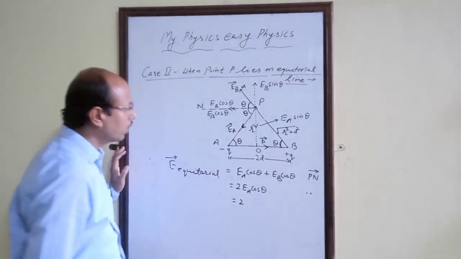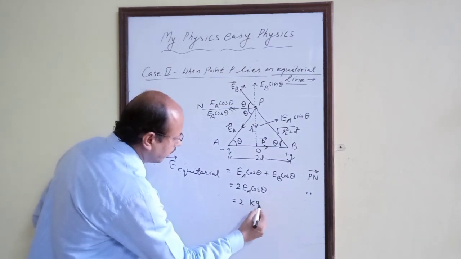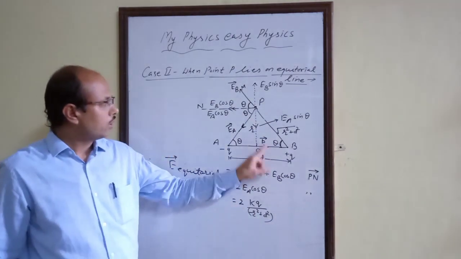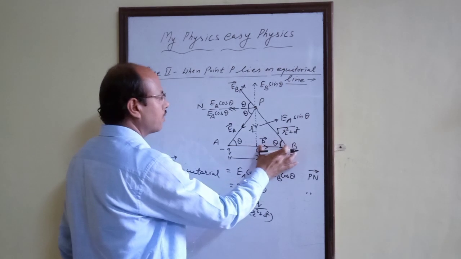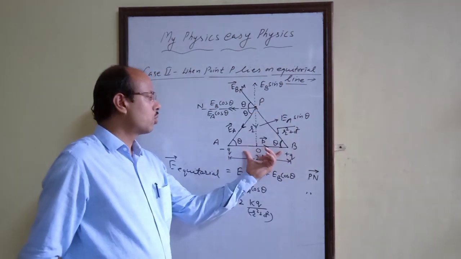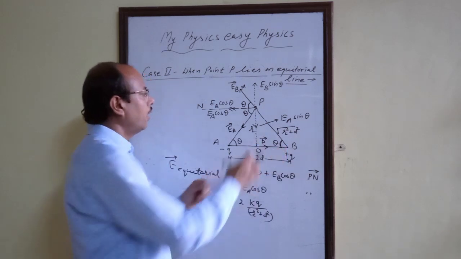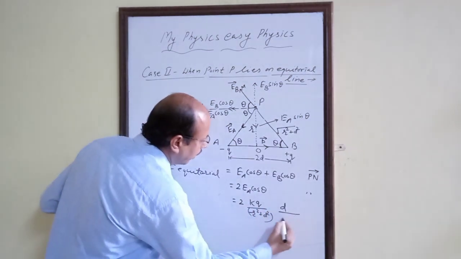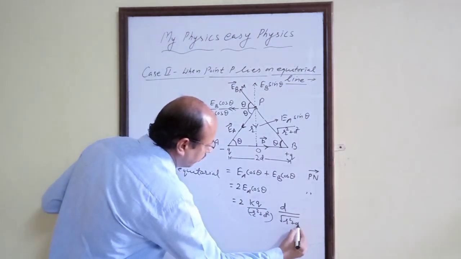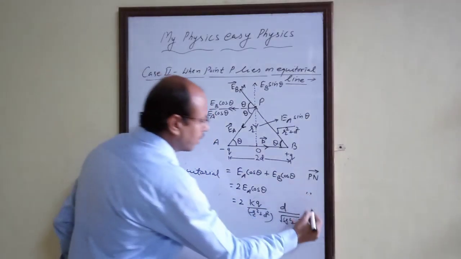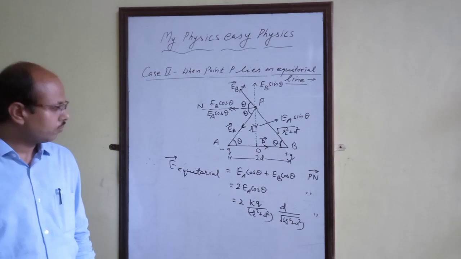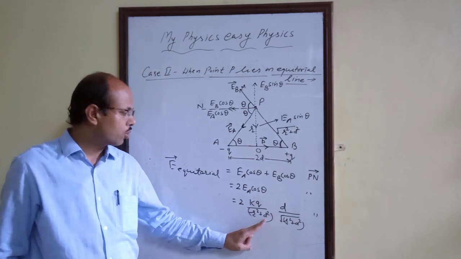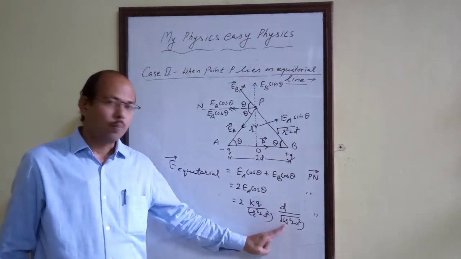Now it is 2EA. EA we have already written as KQ by R square plus D square. And now cos theta, from this triangle, here it is base, this is hypotenuse, this distance is 2D, therefore OB will be D and hypotenuse is PB. Therefore we can write D by root over R square plus D square. And again the direction is the same, along PN. So it means 2KQD divided by R square plus D square, and again root over R square plus D square.